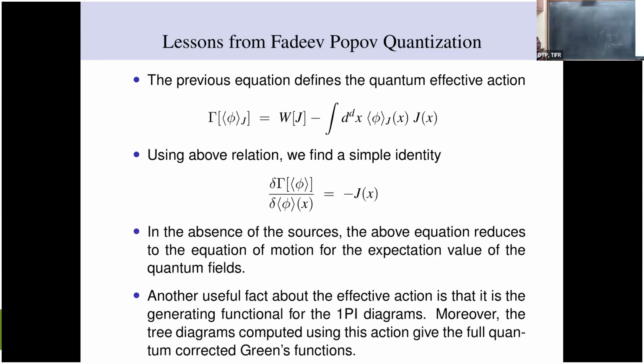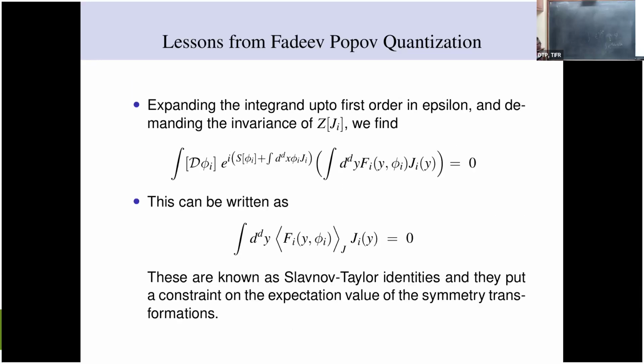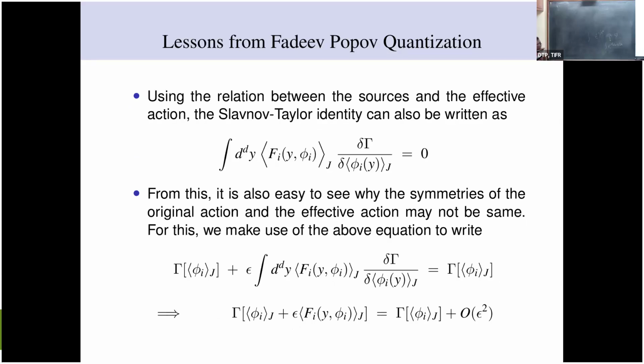So we had this relation: J can be written as del gamma by delta of the expectation value of phi. Using that, you can write this Slavnov-Taylor identity in this form: the expectation value of f times del gamma by del phi. And from this, it's also easy to see why the symmetries of the original action and the effective action may not be the same. Gamma was your quantum effective action.